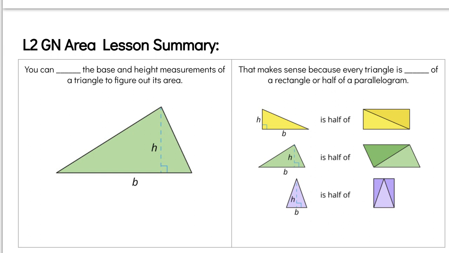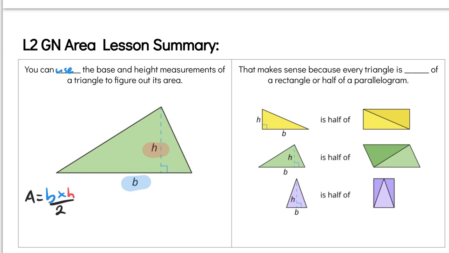Here it says you can use the base and height measurements of a triangle to figure out its area. The formula we use to do that looks like this. Area equals base, and in this case we'll put it in blue, times height, which we'll put in red. So we've got base times height, but we can't just stop there. We have to divide it all by 2. That's the formula that we use.